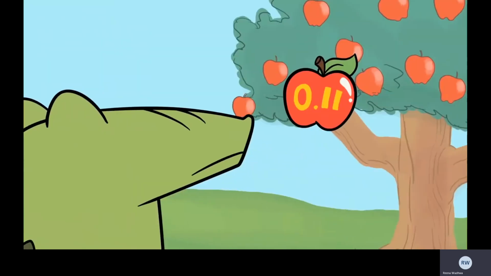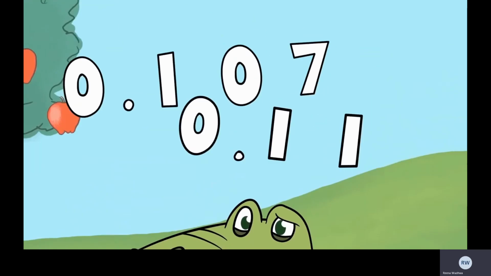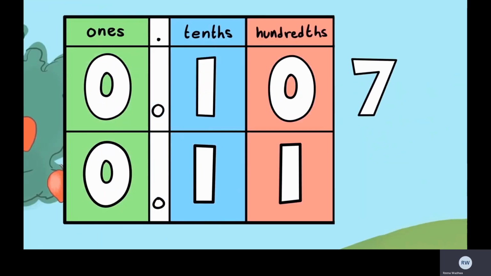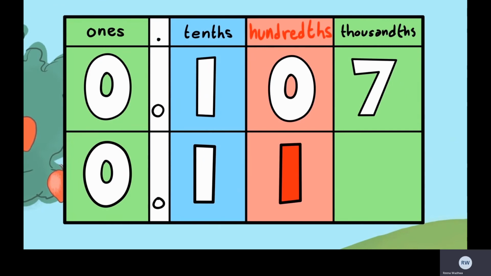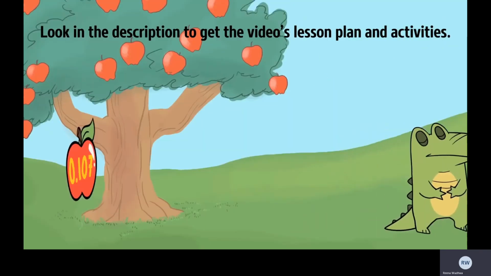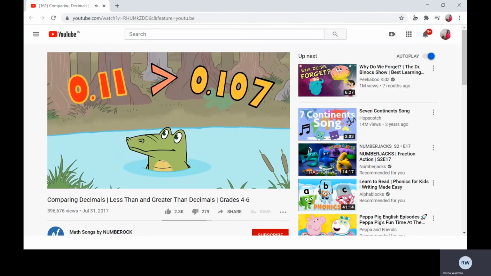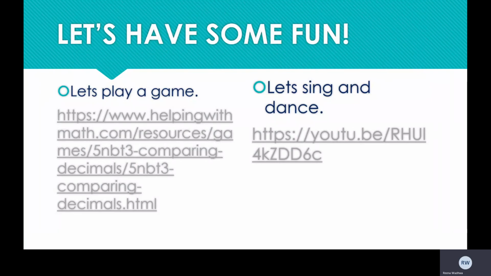107 thousandths and 11 hundredths. The greater value is what the alligator gets. He looks at the place values from left to right. Wants the greatest hundredths place, so he takes a big bite. The hungry alligator eats the value that is greater. So hungry alligator eats the bigger number.